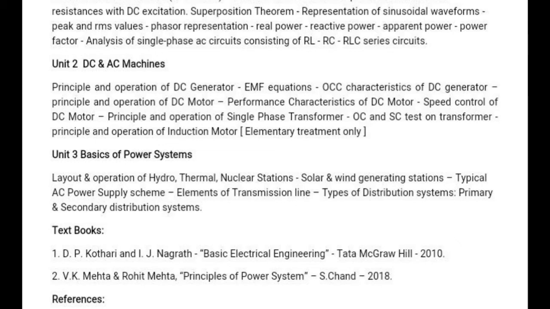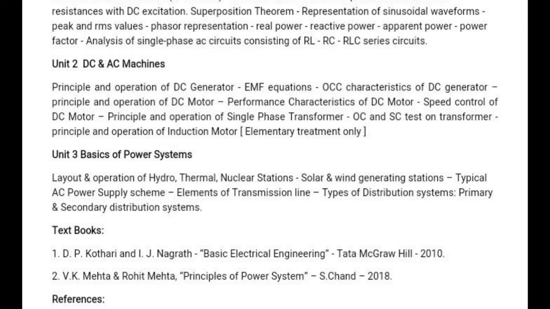Layout and operation of hydropower plant. How does a hydropower plant work? It is based on the construction of a dam, followed by the turbine, penstock, surge tank, and so many parts. The kinetic energy of water is utilized to generate electricity, which is called a hydropower plant. Tidal power plant is also similar.